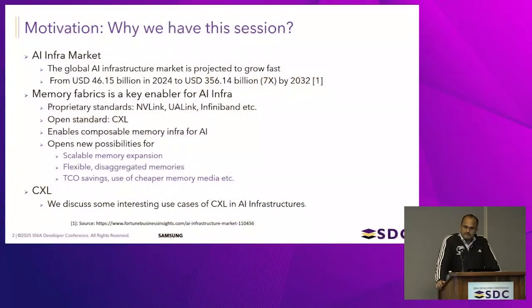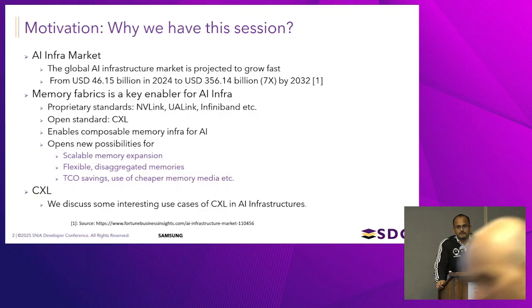So why do we have this session? The global AI infrastructure market is growing at a great pace. In fact, it is expected to increase from about 46 billion in 2024 to more than 350 billion in 2032. That's more than sevenfold growth in less than a decade. And a key enabler for this growth will be memory fabrics technologies.